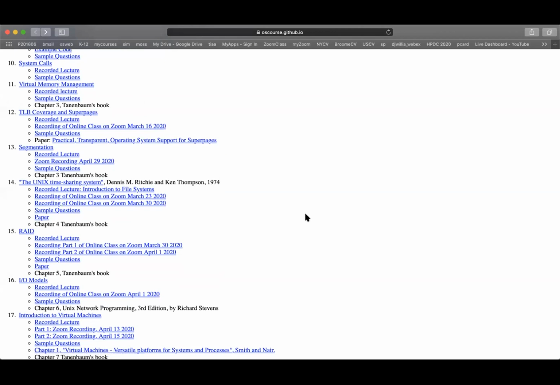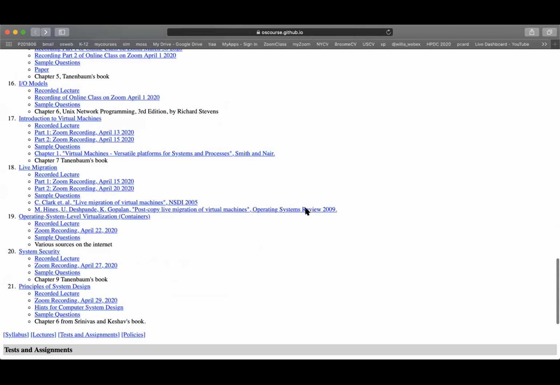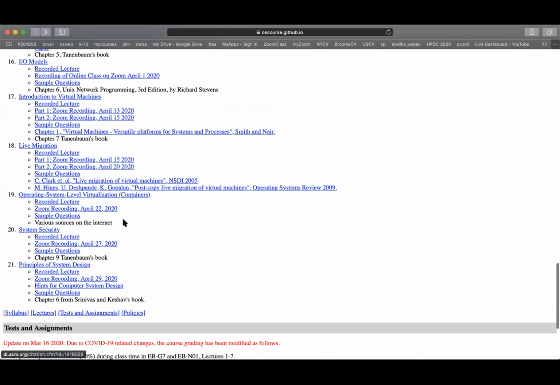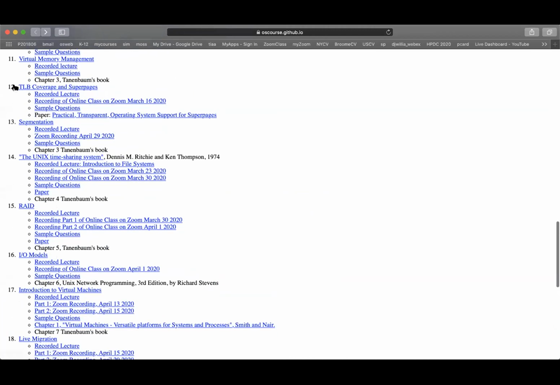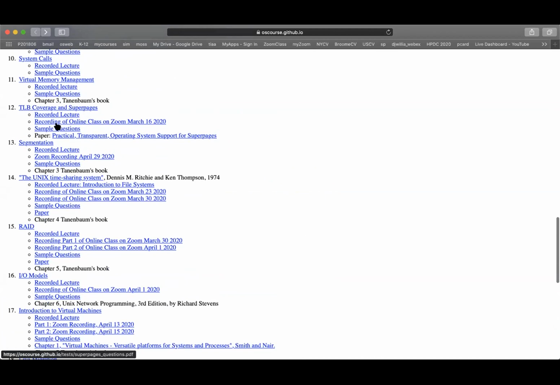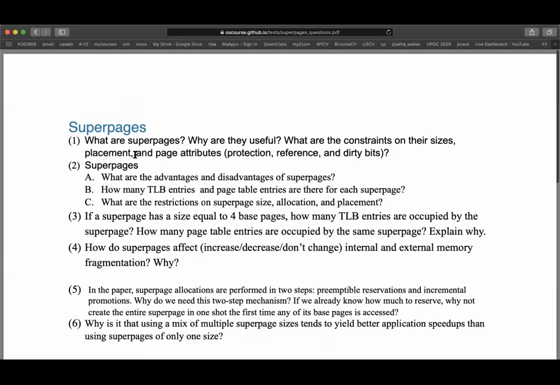Okay, and following my own advice, I would go backwards. Although, let me go from top to bottom because those are the topics we haven't covered for a while. Right. So we spent a lot of time on TLB coverage and super pages, and this is again important to understand.